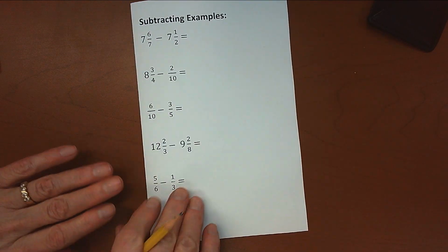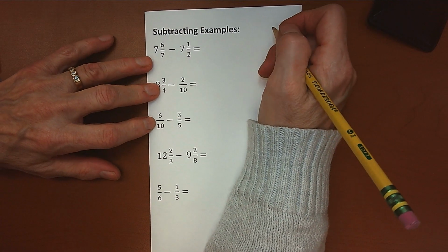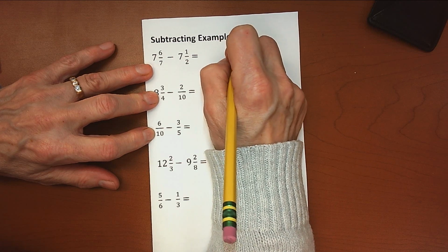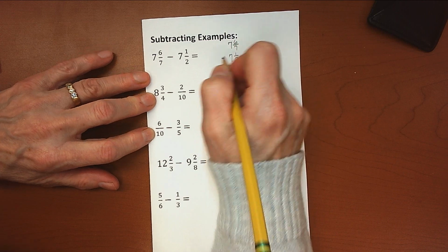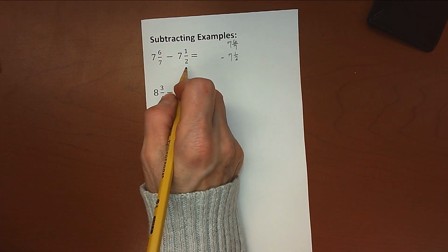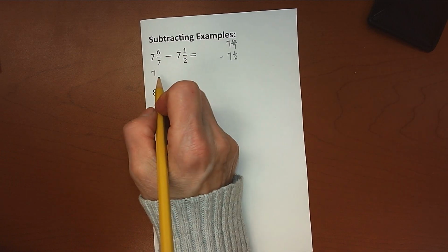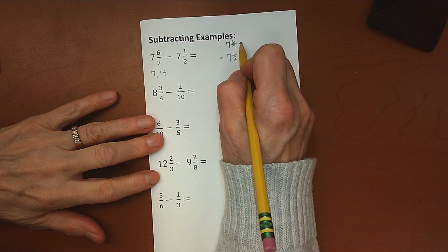Here we go. Okay, we've got 7 and 6/7 minus 7 1/2. So 7 and 6/7 minus 7 1/2. Let's list the multiples of 7 until we find one that 2 will also divide into. So 7 times 1 is 7. That doesn't work. 7 times 2 is 14. Of course that works. All right.